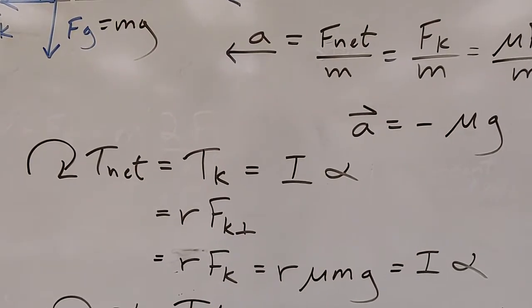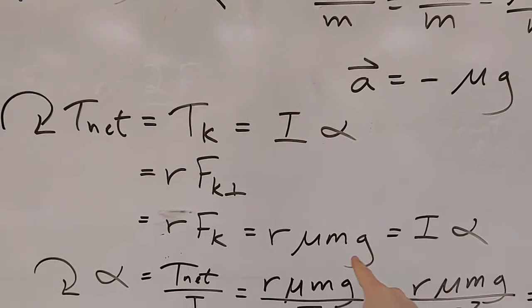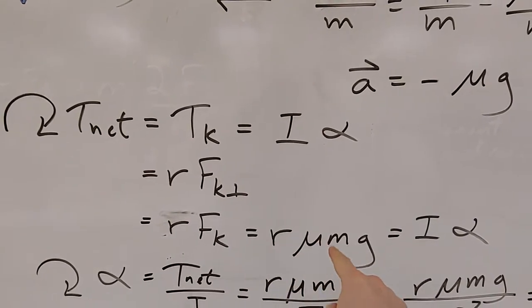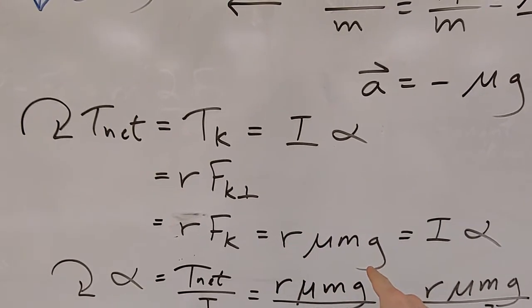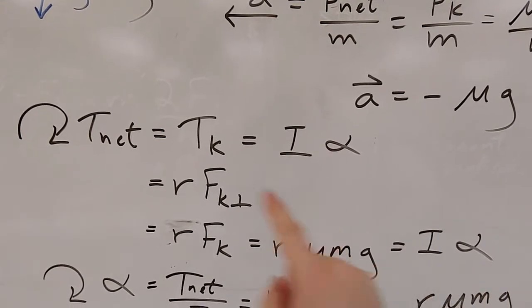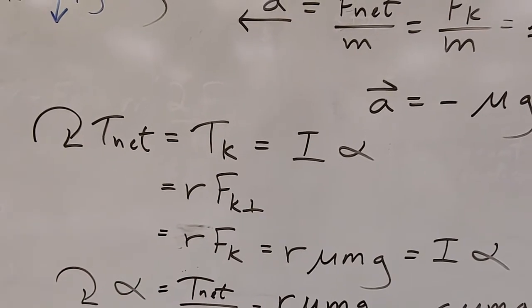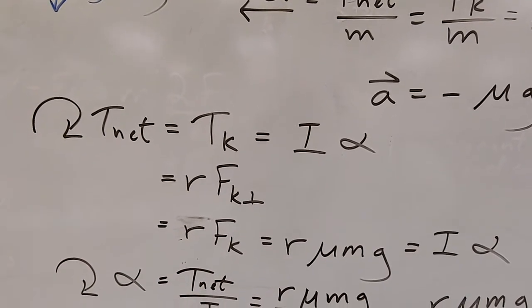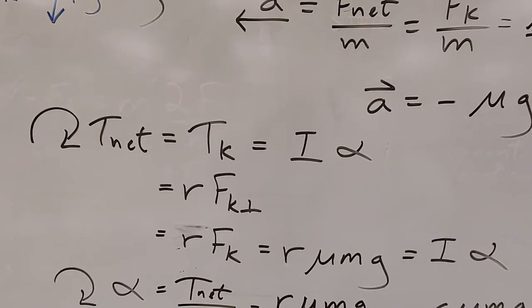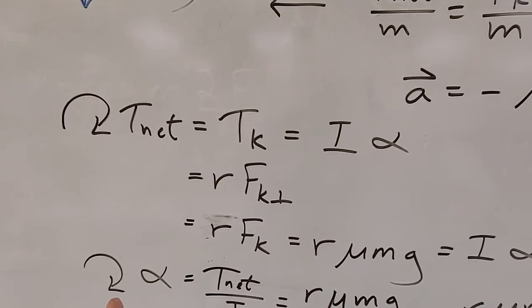All right, so this should be about where we left off. The net torque we figured out was equal to R times mu times N times G. And of course, net torque is also always equal to I times alpha. And we figured out the net torque was clockwise. And so the angular acceleration is always in the same direction as the net torque, just like the regular acceleration is in the same direction as the net force. So our angular acceleration had to be clockwise.